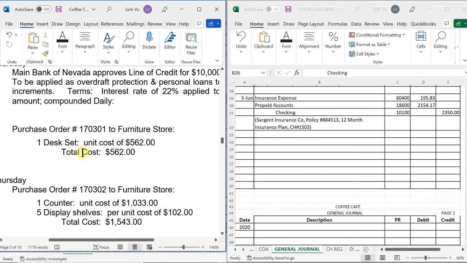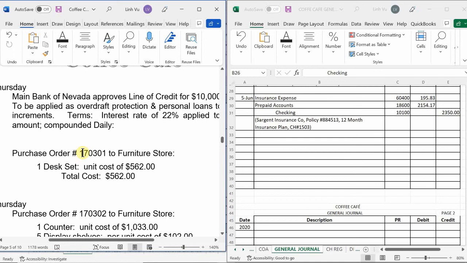All right, so let's look at the next example, right? We're going to create our first purchase order here. Purchase order number 170301 to Furniture Store. We're going to be purchasing a desk set costing $562, and that was what the quote was. Now remember, because we bought a computer and a printer, where are we going to put it on? We need to buy a desk. So in this case, that's exactly what we did. We decided to order a desk.